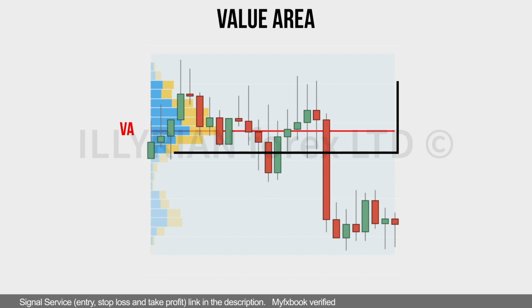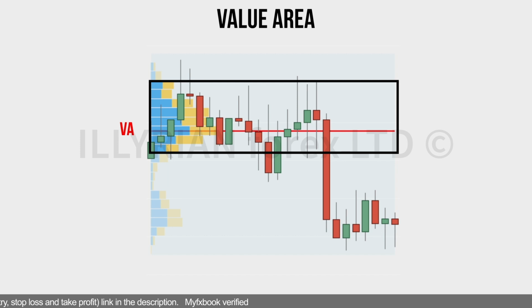Value area, VA. The range of price levels in which a specified percentage of all volume was traded. By default, the industry standard tends to be 70%.